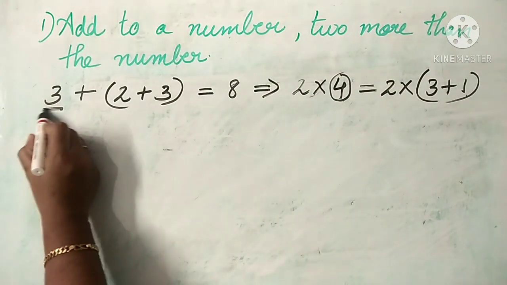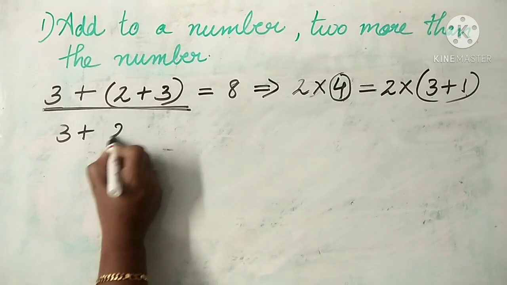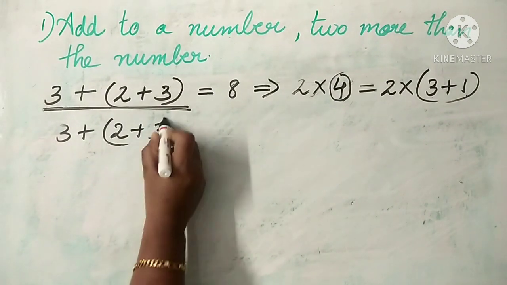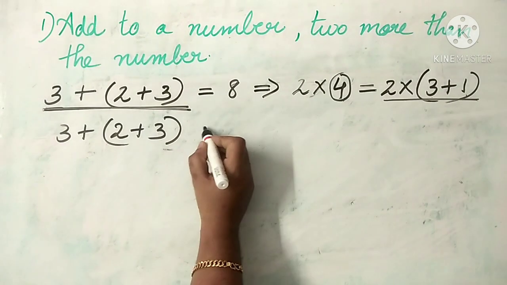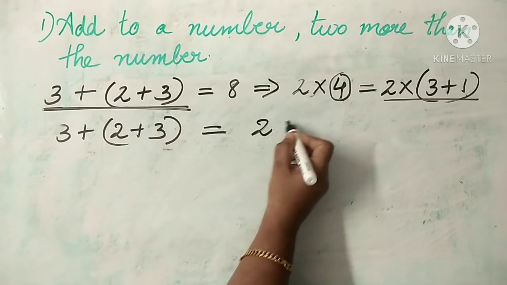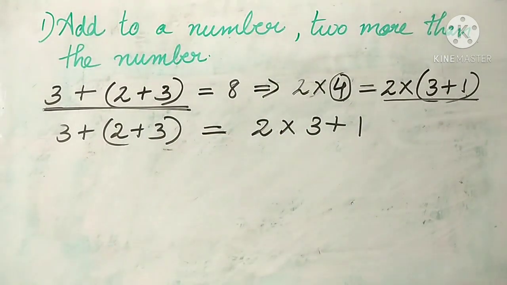So this equation, this left side 3 plus 2 plus 3, we can write it as 2 into 3 plus 1, which is equal to 2 into 3 plus 1. This is the ordinary language.